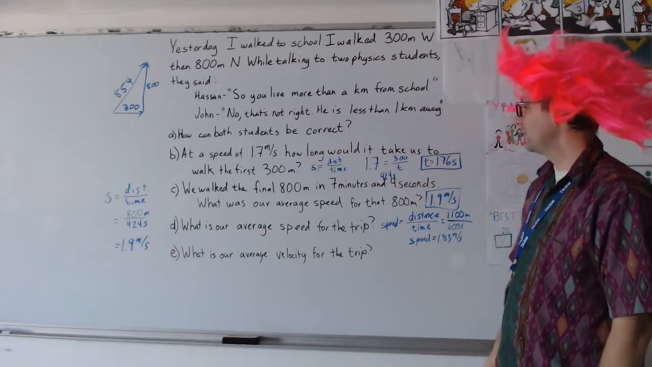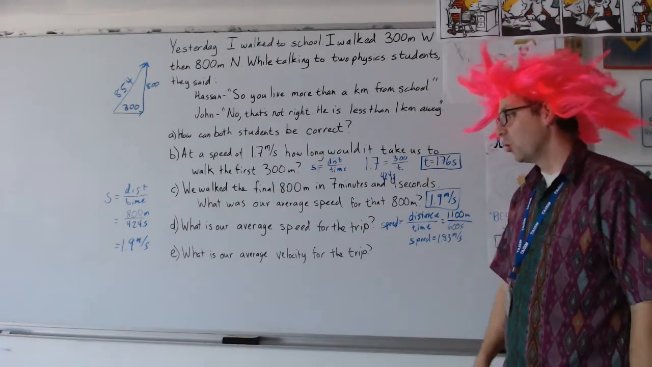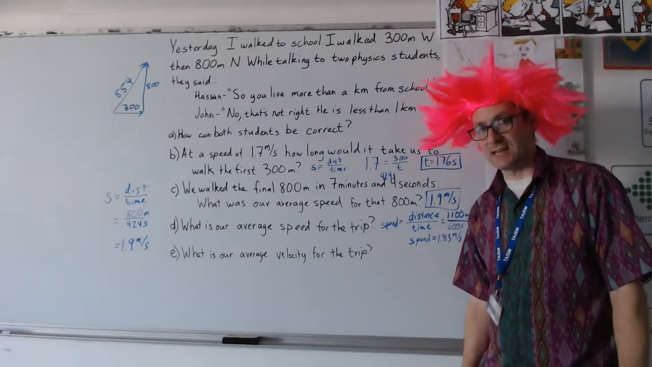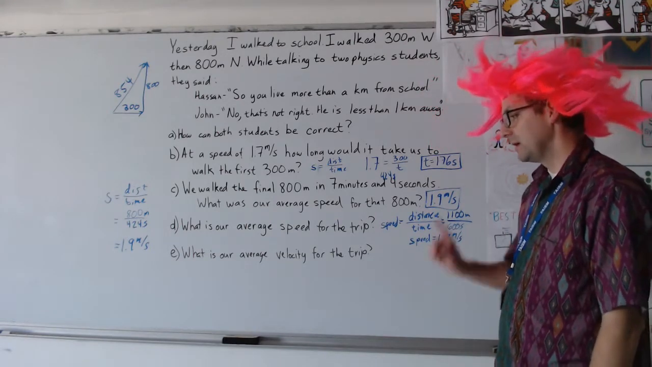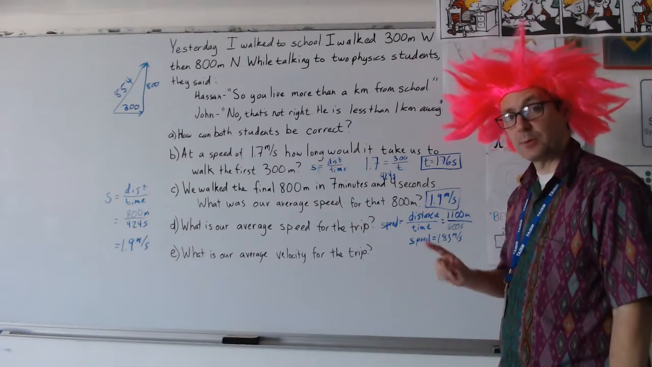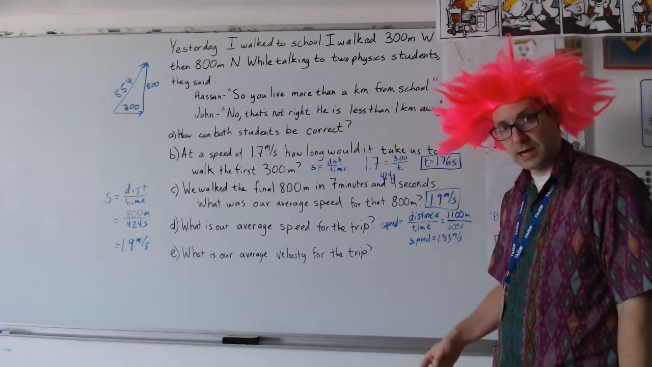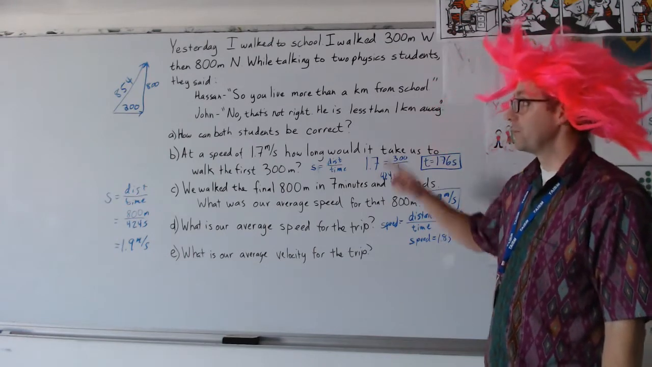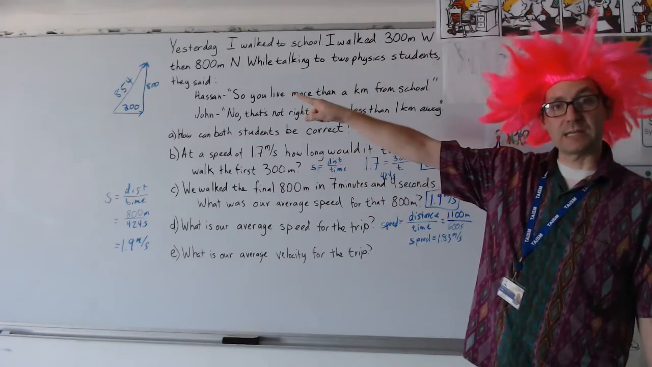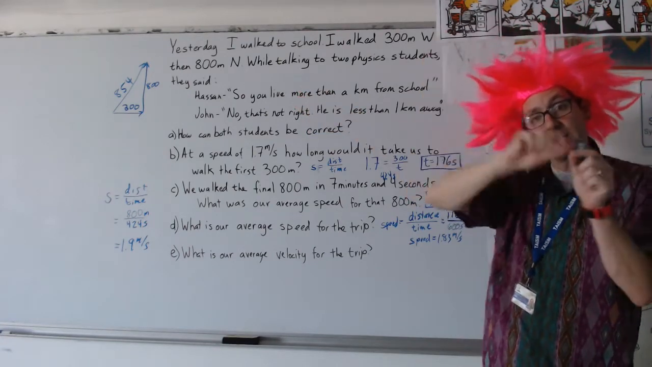We then have letter D. Final answer, final question, what is our average velocity for the trip? What is our average velocity for the trip? Now, how do we get velocity? Remember, velocity is displacement over time. Displacement over time. Remember displacement we already talked about. We said that we got 854 from the starting point to the ending point in a straight line.